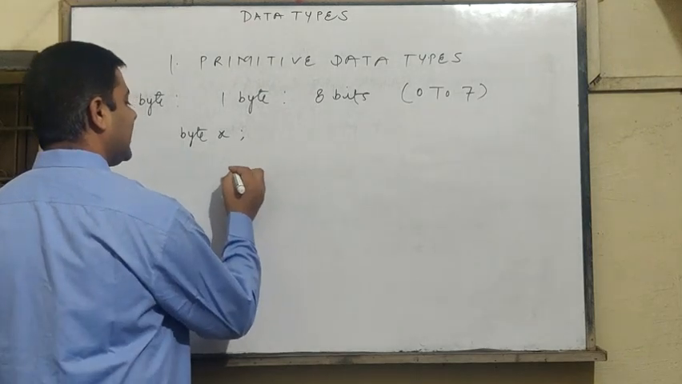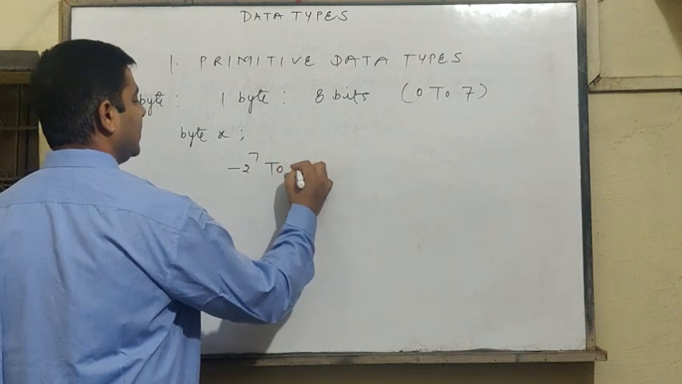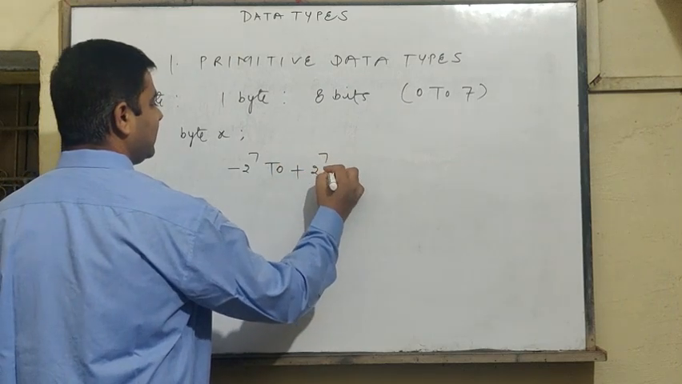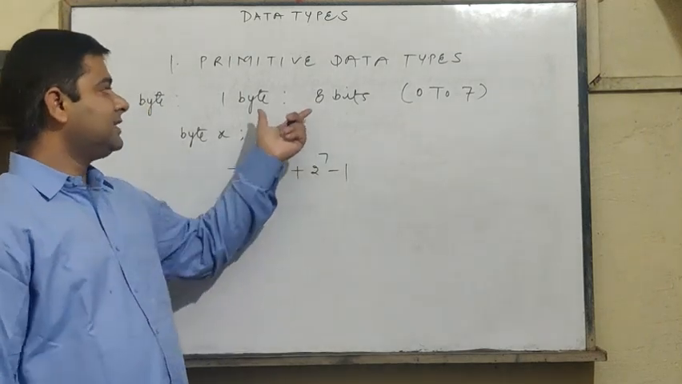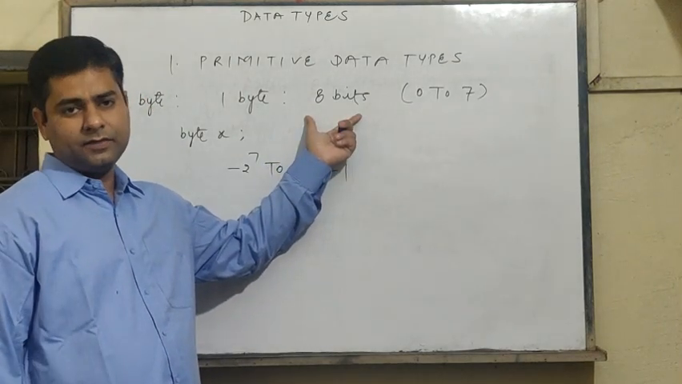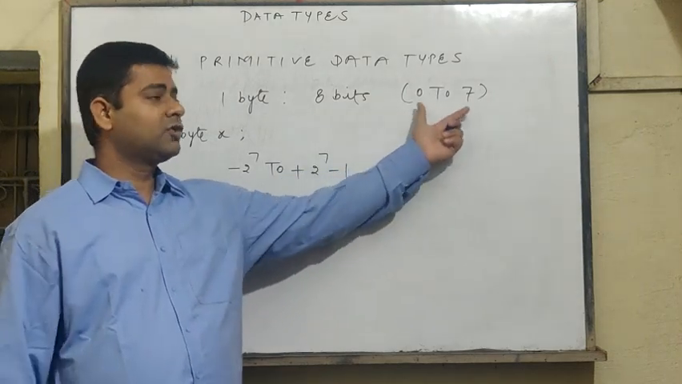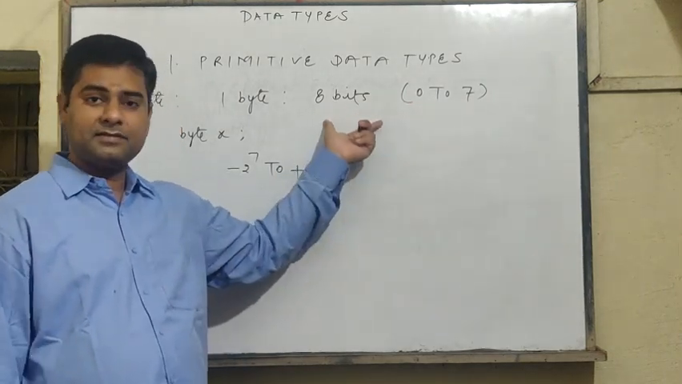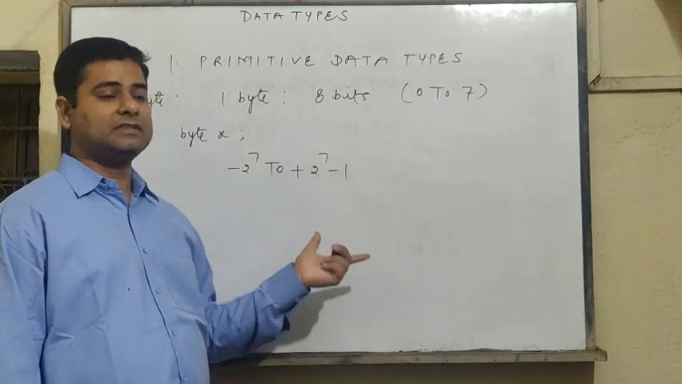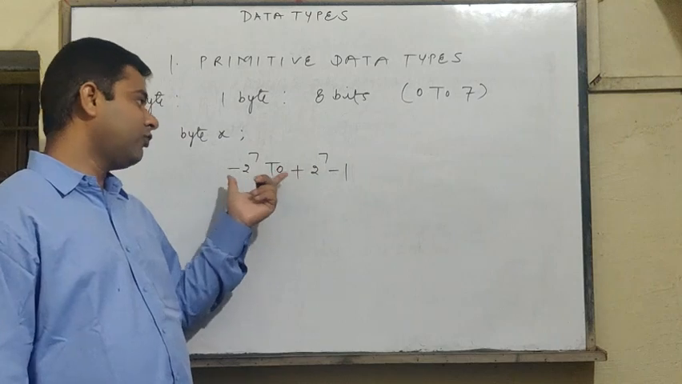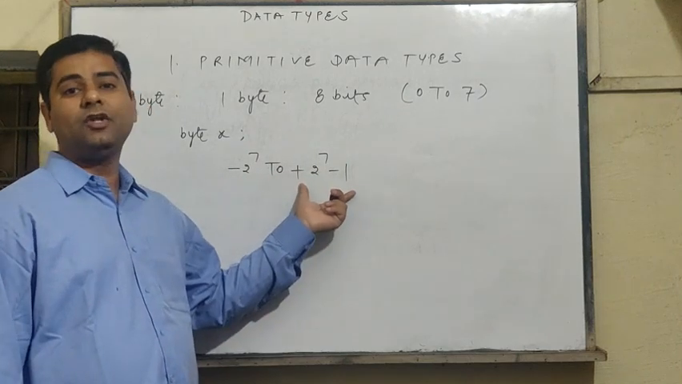So it will be calculated as minus 2 raised to the power 7 to plus 2 raised to the power 7 minus 1. Why are we writing 7 here? Because it assumes 8 bits and the bits are always counted from 0. So 0 to 7, how many bits will be there? 8 bits. So minus 2 raised to the power 7 to plus 2 raised to the power 7 minus 1. This is the formula, this is the range to define the minimum value and maximum value which can be stored in byte data type.